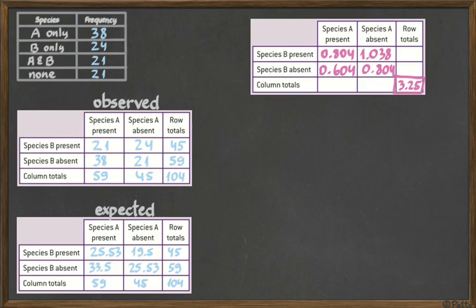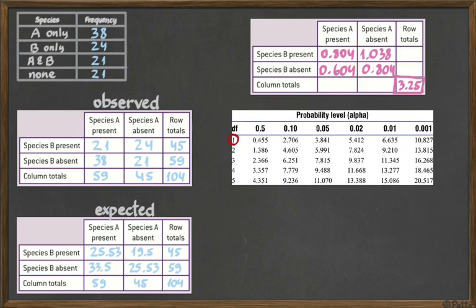What does that mean? So I have to go to my chi-square table. It's 1 degree of freedom again, because I have two columns and two rows. And 3.25 is actually over there. It's between 0.1 and 0.05. This is slightly bigger than 0.05. But it's bigger than 0.05.